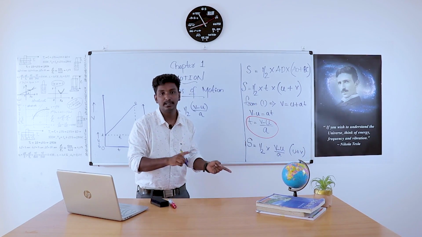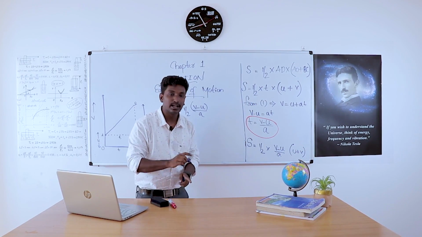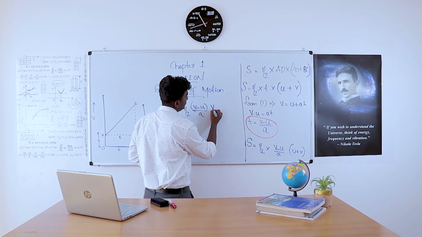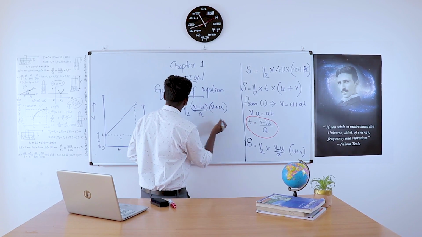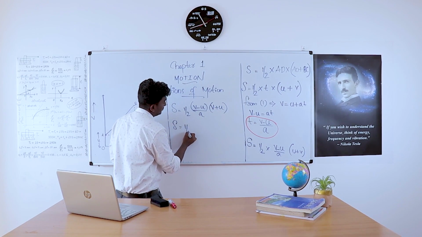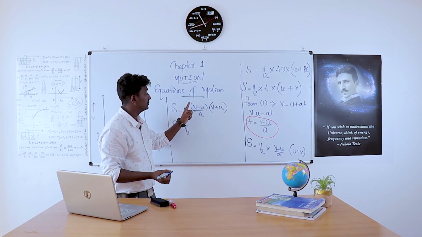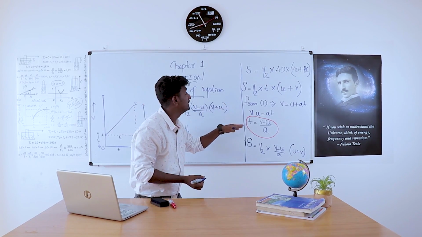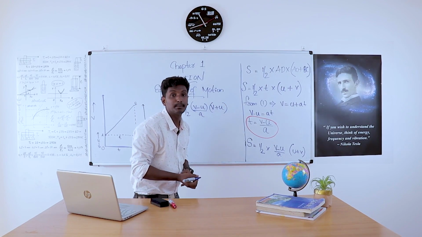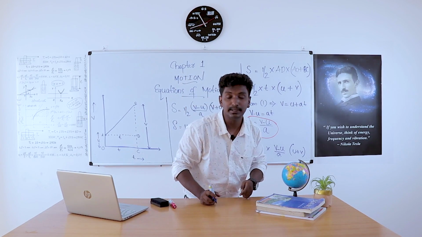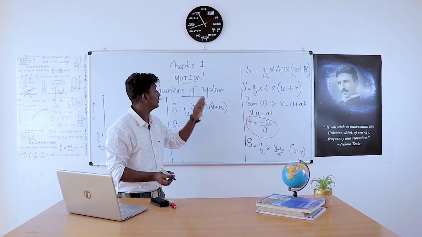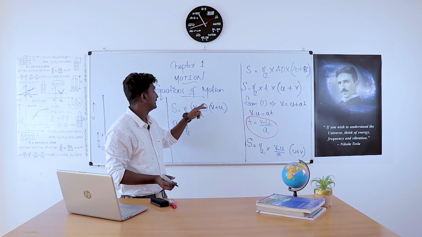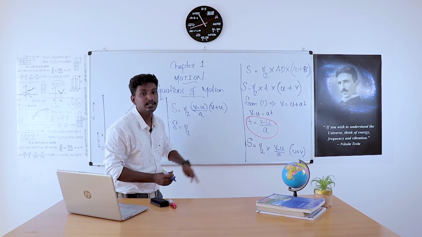You know that a plus b is equal to b plus a. For addition, a plus b and b plus a are the same. Therefore, I can write u plus v as v plus u. Therefore, S is equal to half into, look at the numerator, v minus u into v plus u. That is a minus b into a plus b, which is a square minus b square. That's a standard result.